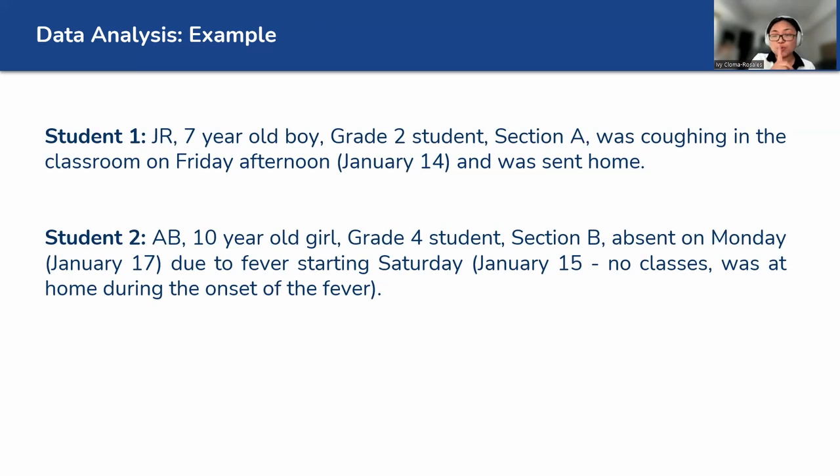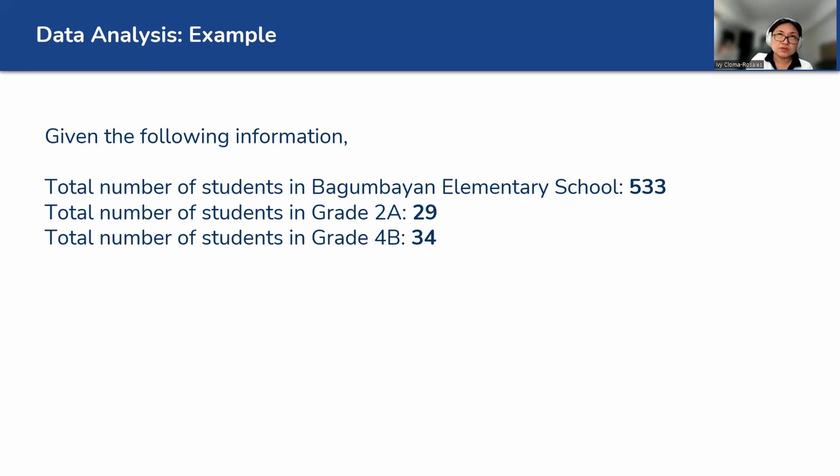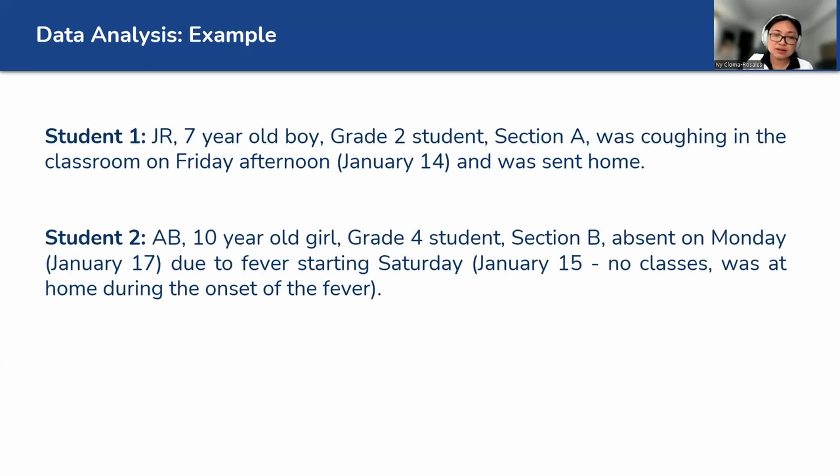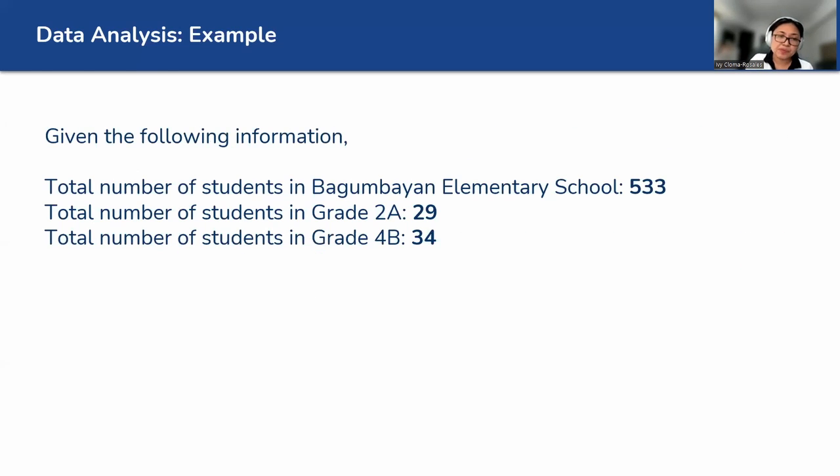Okay, student 1. JR, a 7-year-old boy, grade 2 student, section A, was coughing in the classroom on Friday afternoon, January 14th, and was sent home right away. Student 2, AB, a 10-year-old girl, grade 4 student, section B, absent on Monday due to fever that started Saturday. Saturday, January 15, no classes, and was at home during the onset of the fever. So you have 2 cases, no? Grade 2 and grade 4.